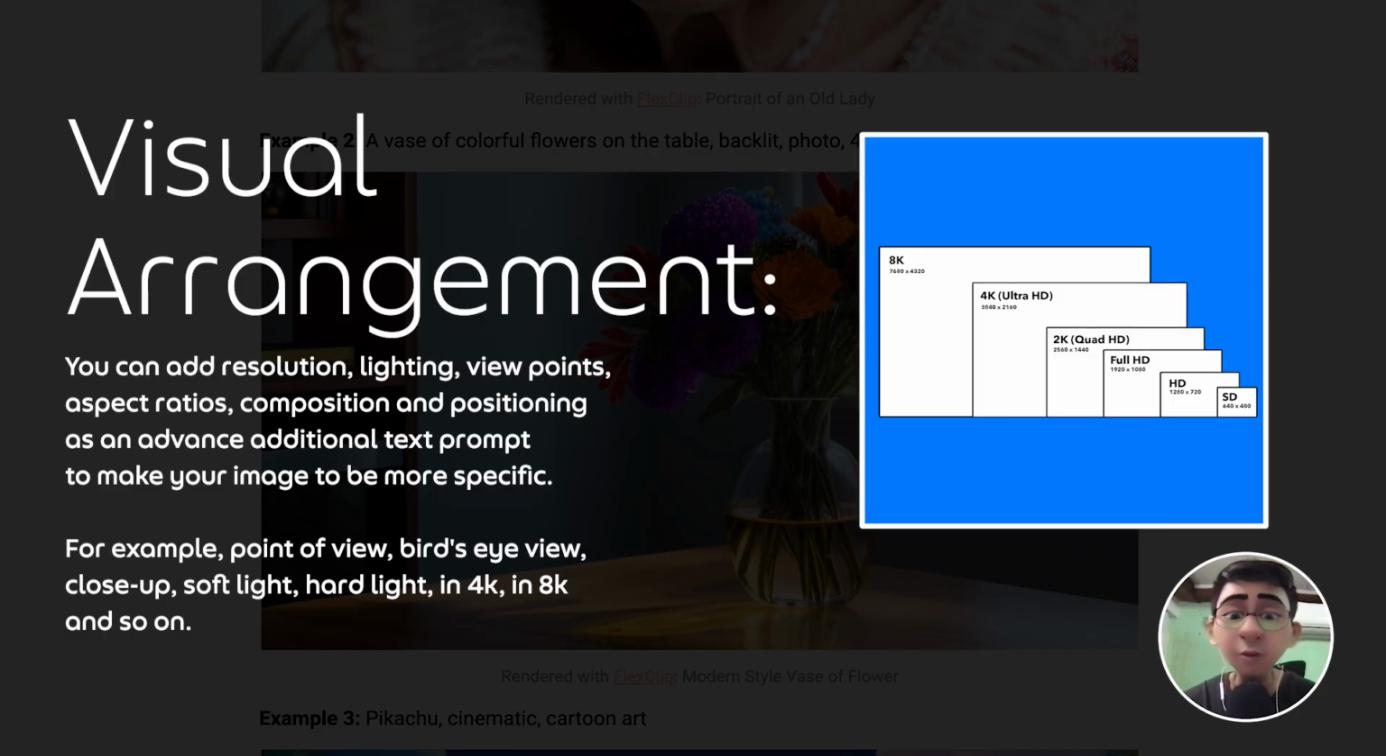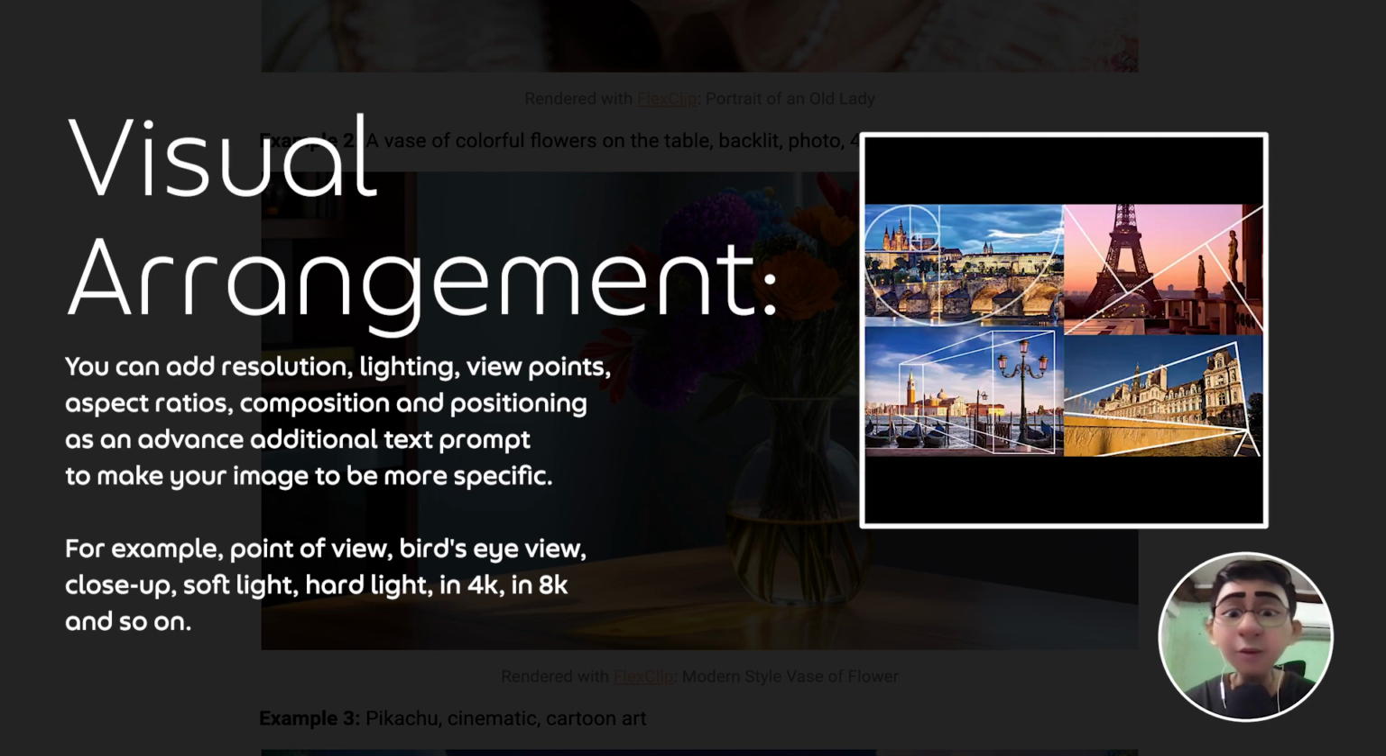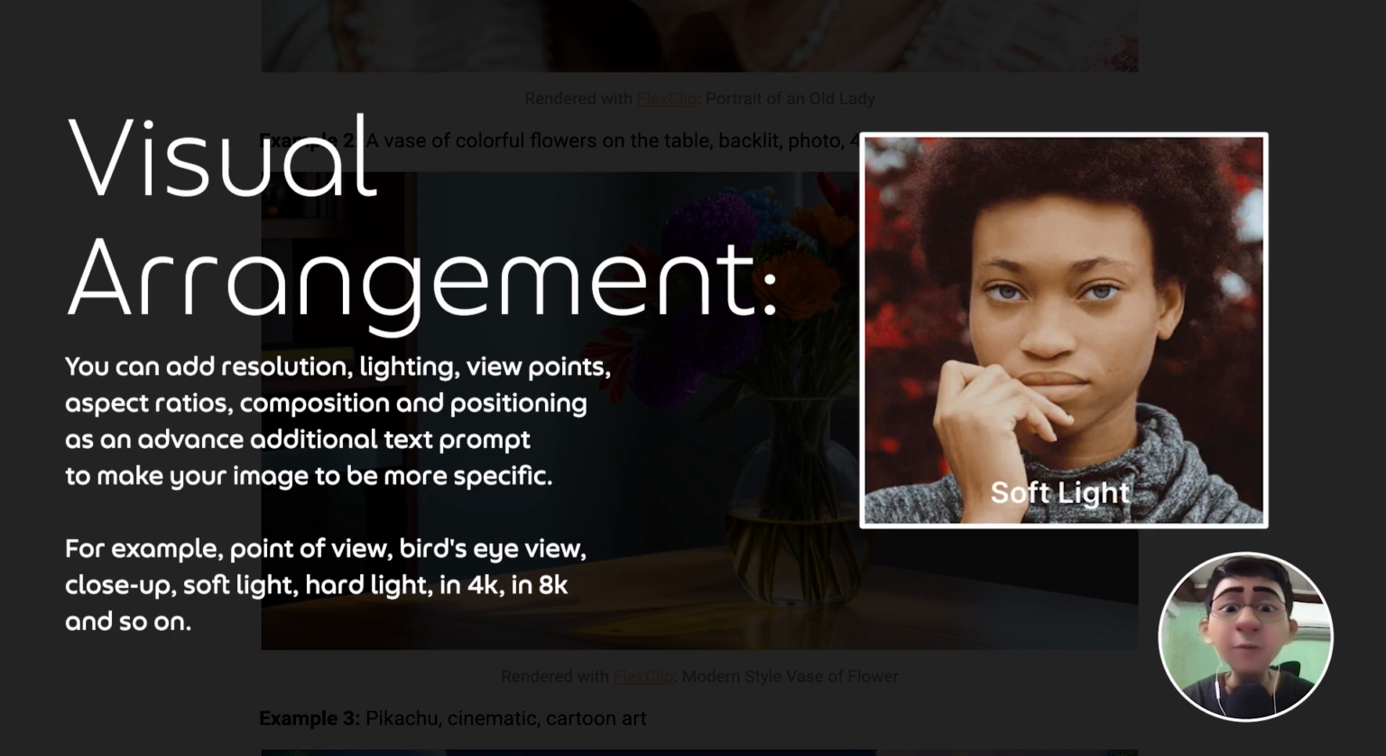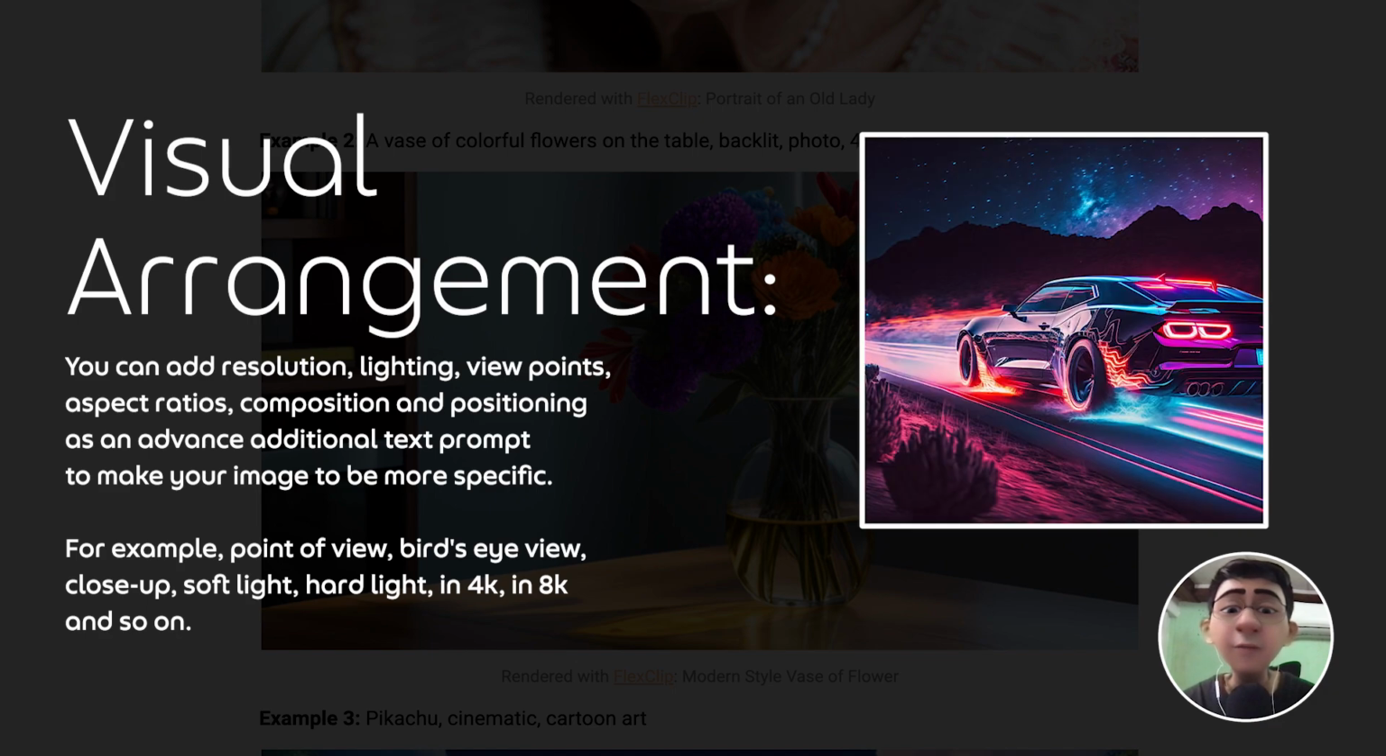You can add resolution, lights, viewpoint, aspect ratio, composition, and position as an advanced additional text prompt to your image to be more specific. For example, point of view, bird eye view, close up, soft light, hard light, in 4K, in 8K, and so on.